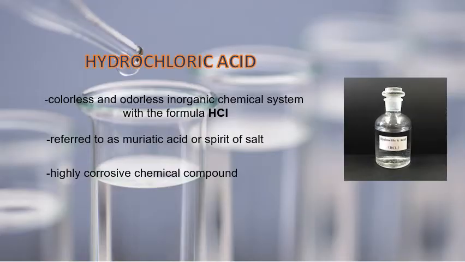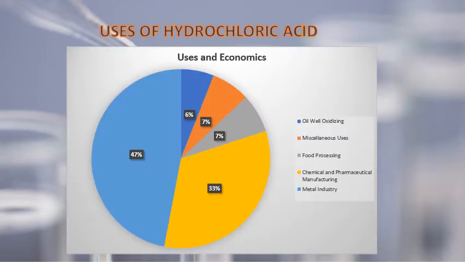Aqueous solutions of HCl are known as hydrochloric acid, while if it is in a commercial grade, it is called muriatic acid. Here are the users of hydrochloric acid. Almost half of it is for metal industry, followed by chemical and pharmaceutical manufacturing with 33%, and then miscellaneous uses and food processing. Lastly is oil well oxidizing.